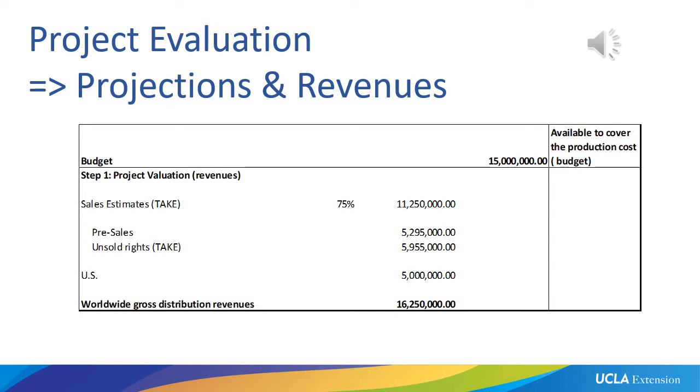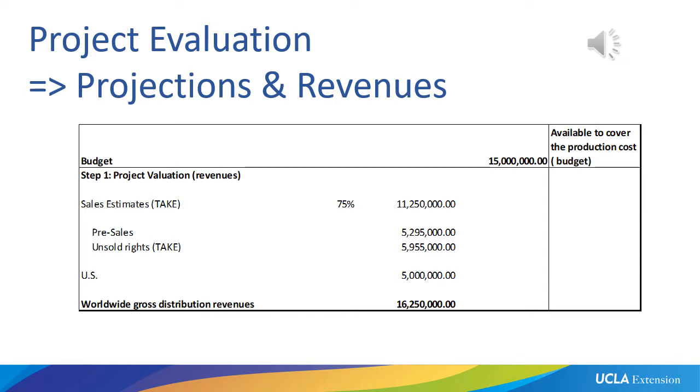When our sales agent looks at our script, the genre, the budget range, our envisioned package, they will give us estimates, as we said, and they're usually estimated to be around 70 to 75% ideally. I mean, that would be good. Pre-sales, we have talked about estimates of 35%, 30%, and so forth, but in reality, they are being sold. So in our case, we have sold pre-sales in various countries of $5,295,000, and we have unsold rights left of $5,955,000.